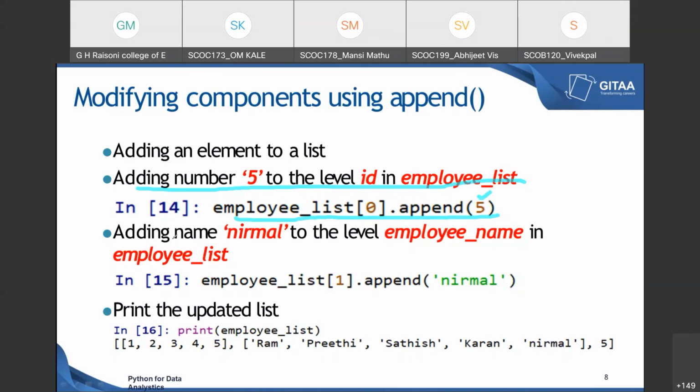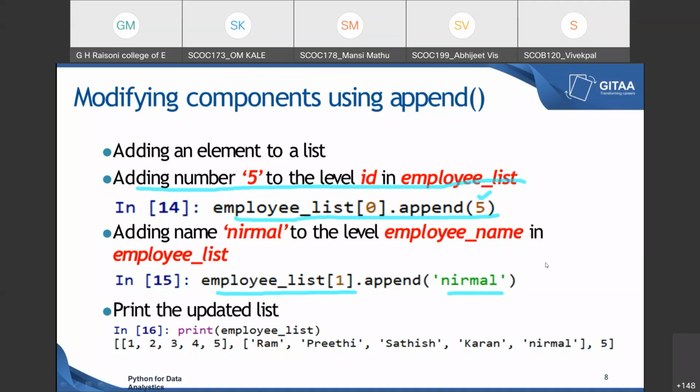Another way is that I want to add a name, for example, Nirmal, to the second list, that is the employee name in the employee list, which has index value 1. So I'm going to write employee list of 1, index value 1, that is the employee name, dot append. It is going to append lastly the employee name Nirmal, because lastly we have the name John. Okay, or in our case it is Abhijit, which we have taken.